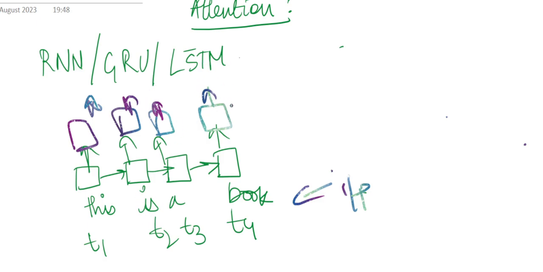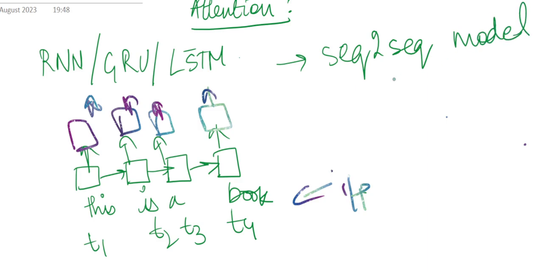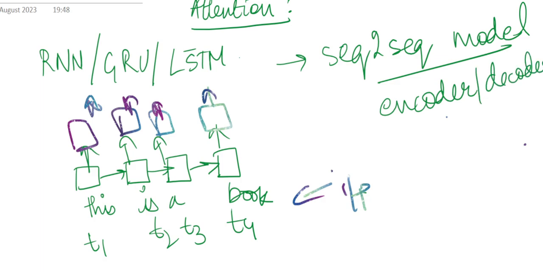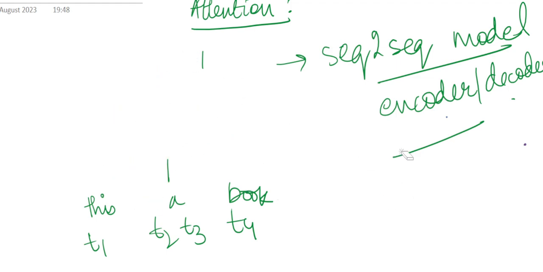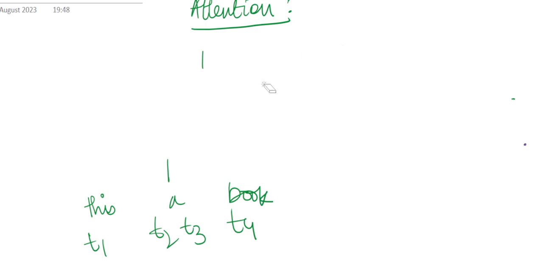So for applications like machine translation, they generated a new model called seq to seq model. This model is encoder decoder based model. Let's discuss briefly what this seq to seq model does, so that you get a background idea before understanding the attention.